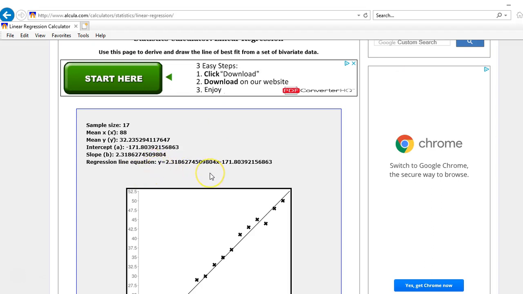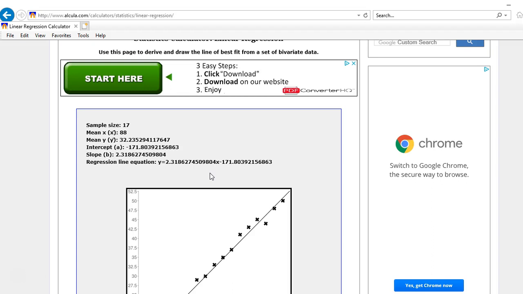The equation it gives us is right here with the y equals. So y equals about 2.32x minus 171.80, 80 hundredths. So part B says use the results of the regression to write the equation of the line of best fit. So that was it. Y equals 2.32x minus 171.80, or 2 and 32 hundredths x minus 171 and 80 hundredths.